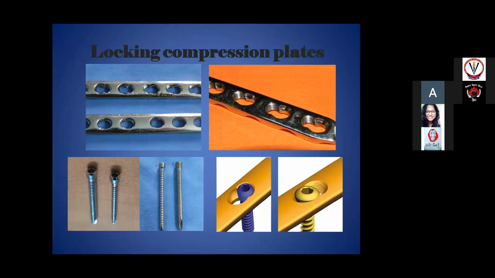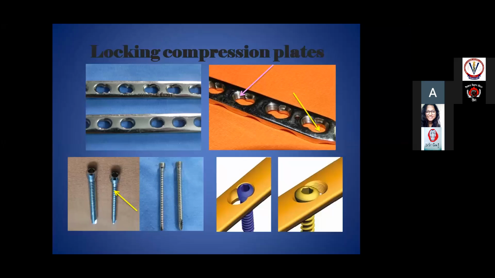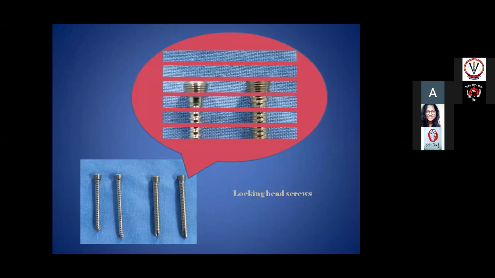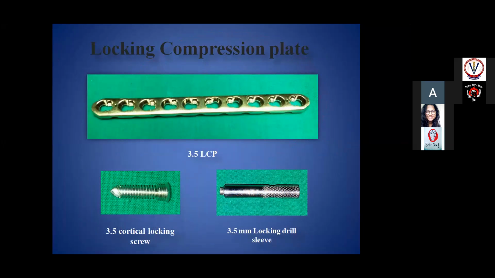So these are locking compression plates. See, this is the threaded part of the hole. This is the non-threaded part of the hole, and a threaded screw will go and engage the threaded part. If you want to use non-locking head screws, you can use those. So these are locking head screws, which I have shown you earlier. So this is how a locking compression plate is used.